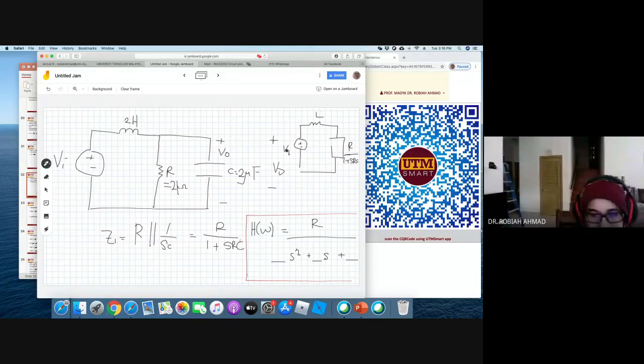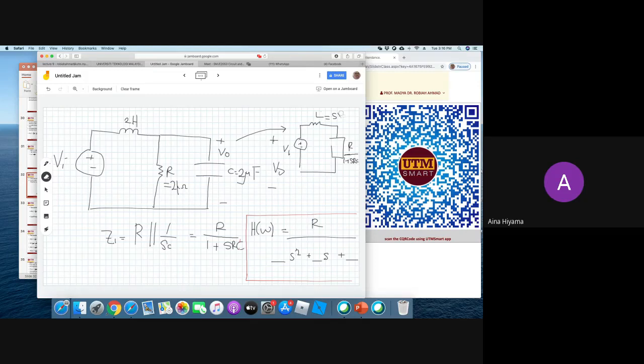So now that we have from this, we reduce to this one. Okay, R and C parallel, so we have R over 1 plus SRC. Now combined with L, L is SL, right? J omega L. R over RLC S square plus SL plus R.